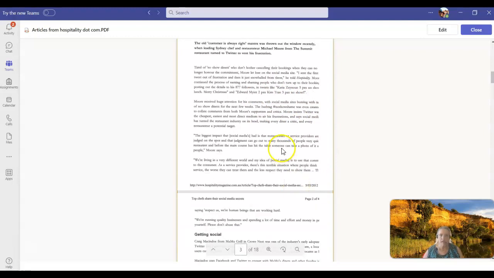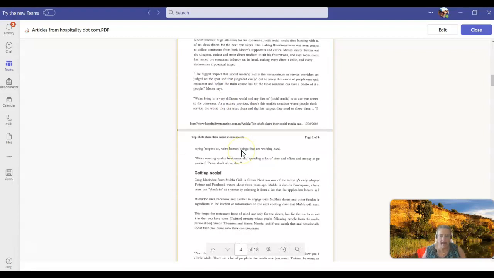It does talk a little bit in here then about how social media has turned the restaurant industry on its head. Now that every diner can become a critic and every restaurateur becomes a potential target. So there's some really good quotes within this one. This one here, the biggest impact that social media had is that restaurants and service providers are judged on the spot, and that judgment can go out to many thousands of people very quickly of a restaurant before the main course has hit the table. Someone can take a photo of it and it can be seen by a variety of people. So that has a big impact as well.